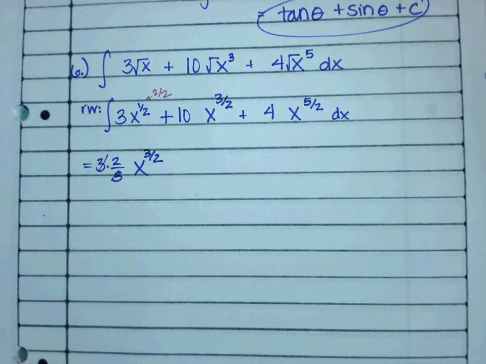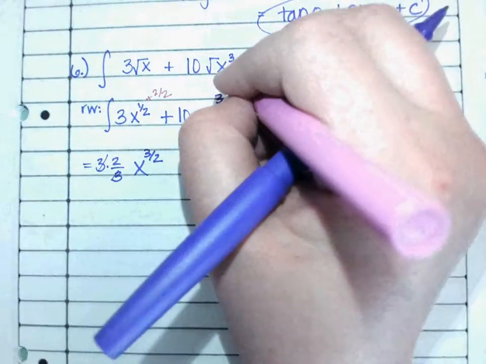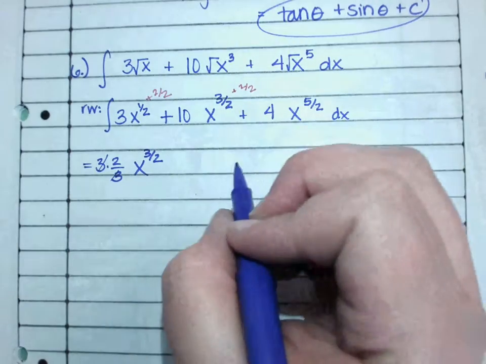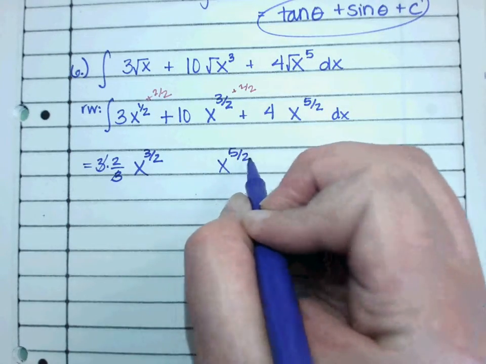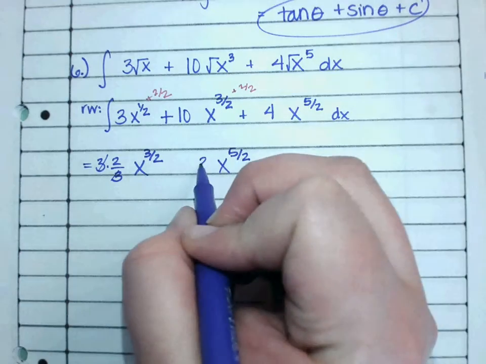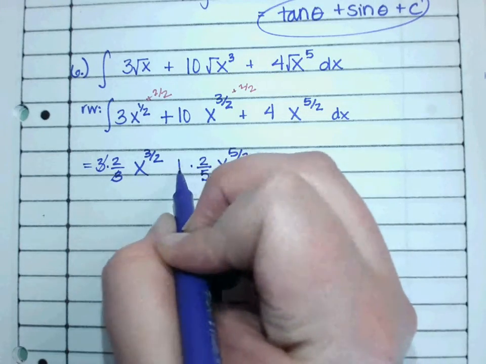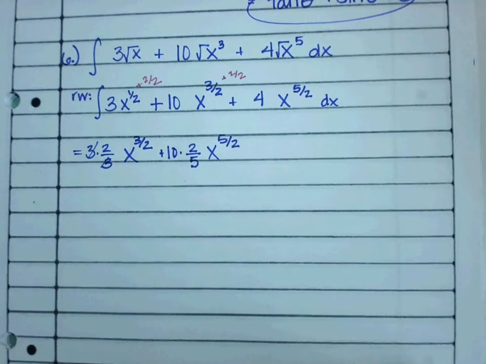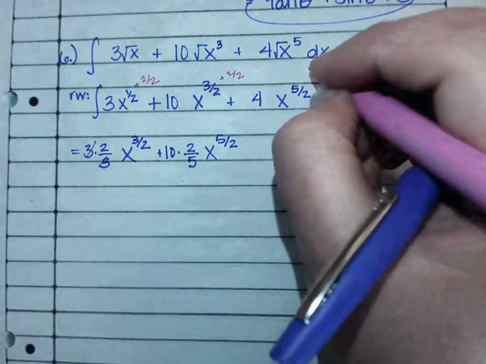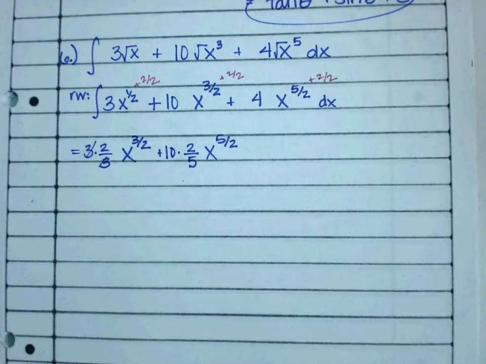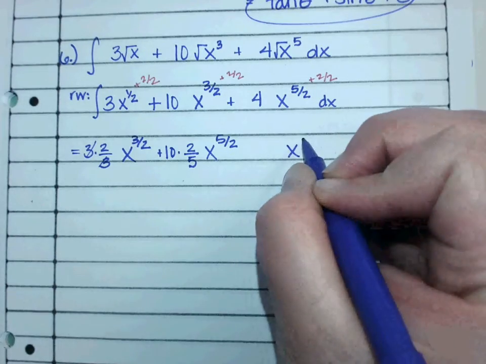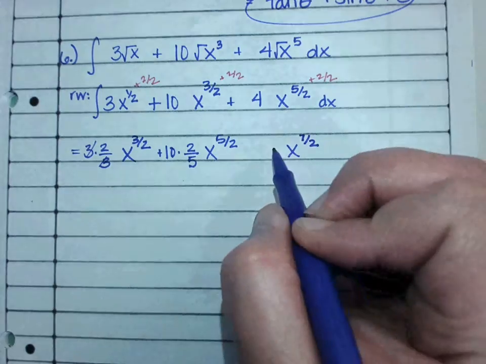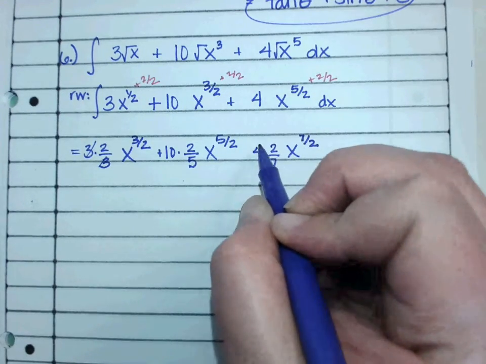Okay, next one. I have 3 halves, but I need to add 2 halves. What is 3 halves plus 2 halves? 5 halves. And when I divide by 5 halves, what do I put in front? 2/5. Then the last one. Add 5 halves to 2 halves. It'd be x to the 7 halves. Then flip it. 2/7 multiplied by 4.